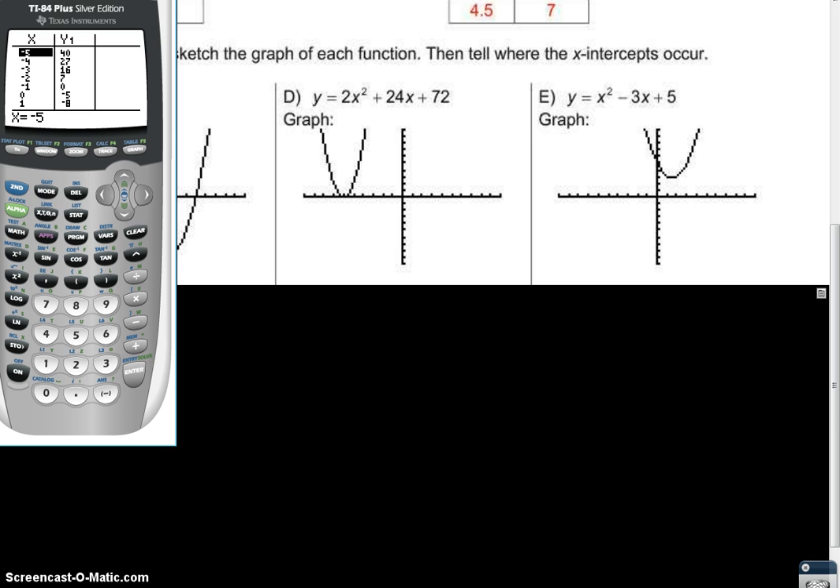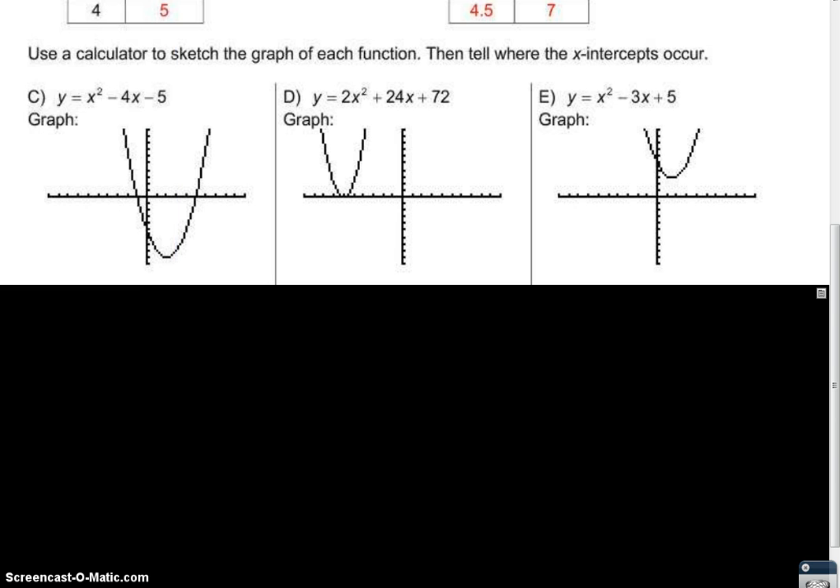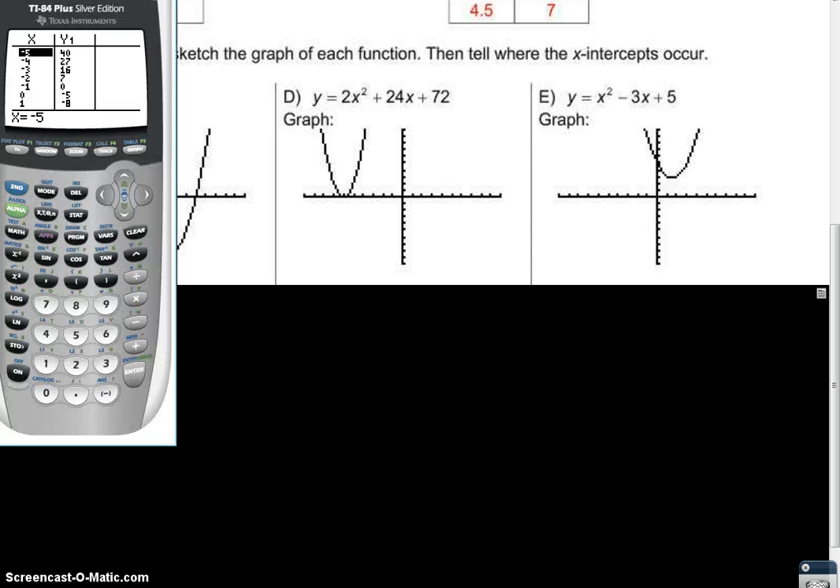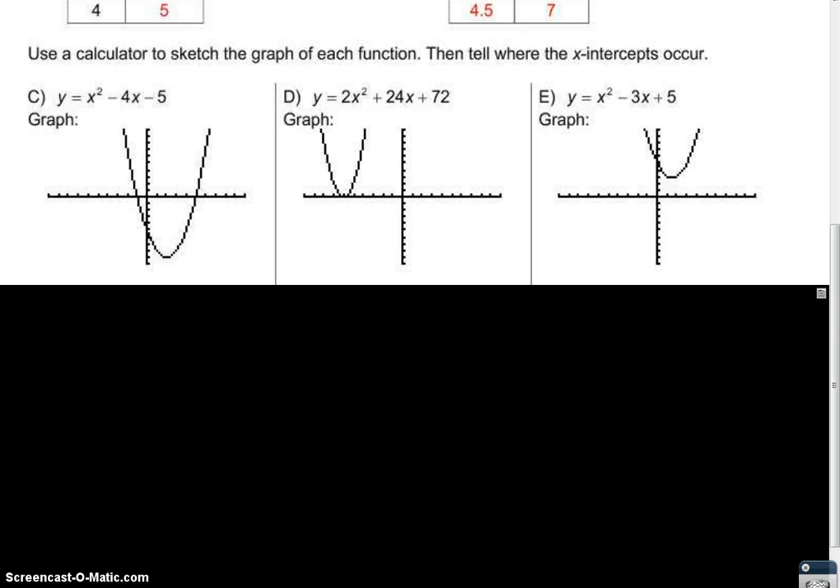Now if you notice, it crosses the x-axis more than once. Okay, so I had it at -1, and then I also have it at +5. So those are my 2 roots, x equals -1 and x equals 5. So do the same thing on D and E. Now let's look at F.